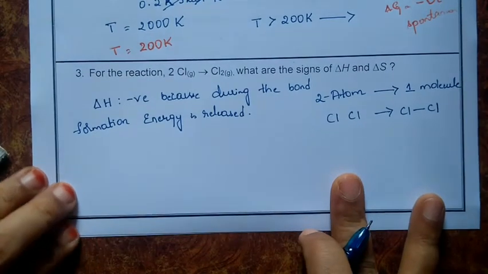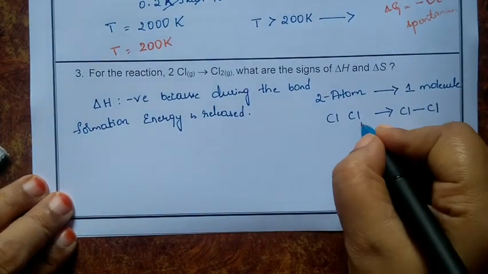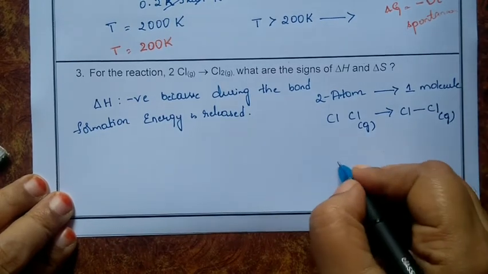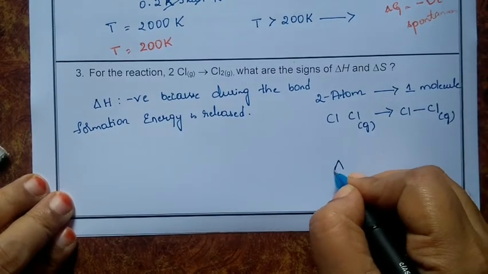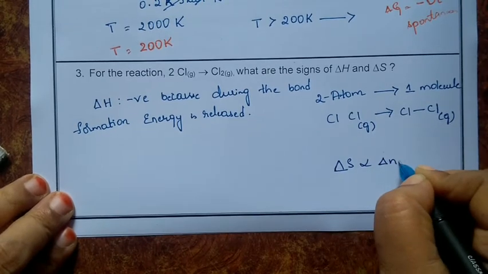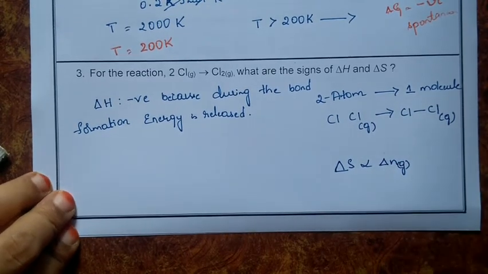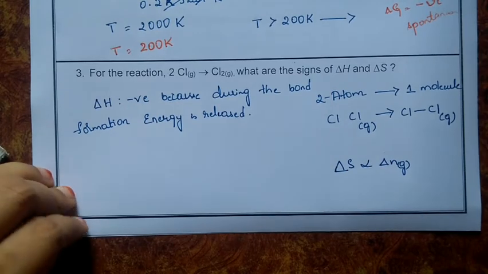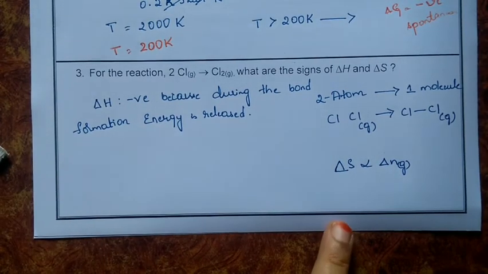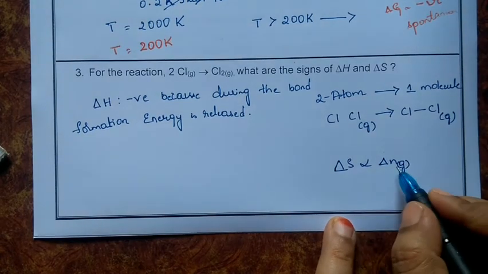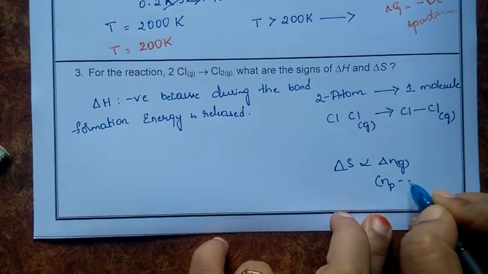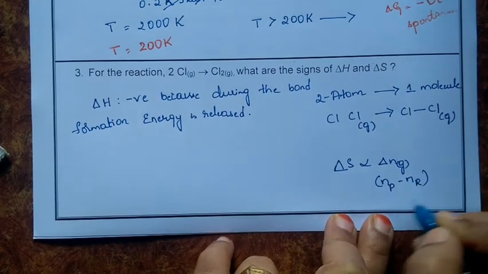Now, what about delta S? These are also gas and this is also gas. But when you consider the formula we have written, delta S is directly proportional to delta Ng, that is the change in the number of moles of gases. So delta Ng is the number of gaseous products minus the number of gaseous reactants.